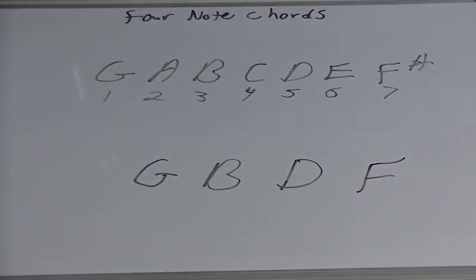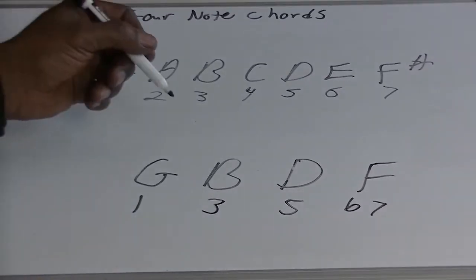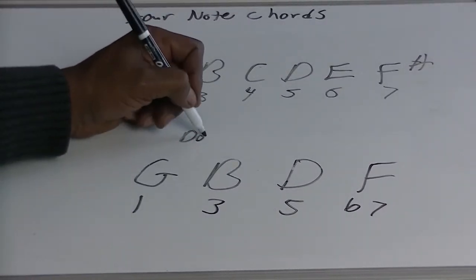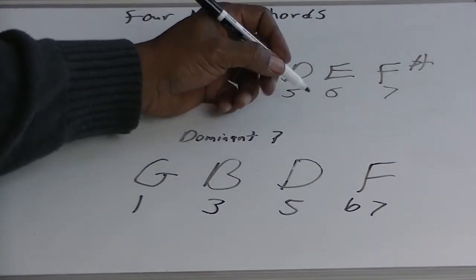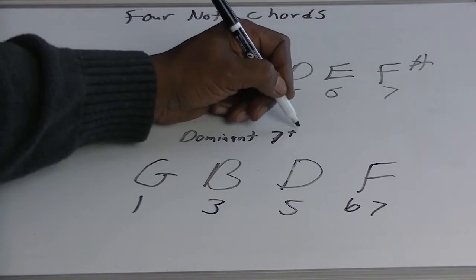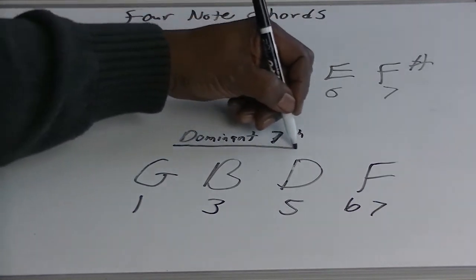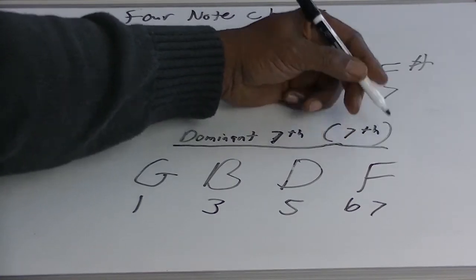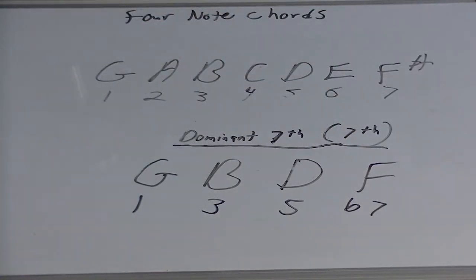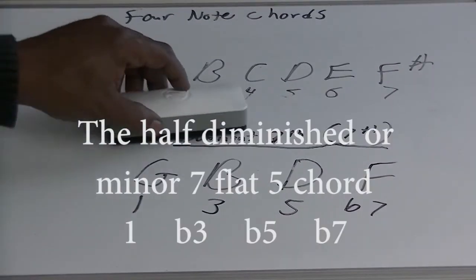So now let's perform our analysis. And this establishes a formula for the dominant 7th chord, which is also known commonly as the 7th chord. And what we have, again, is the major triad with the flatted 7th note added to it.